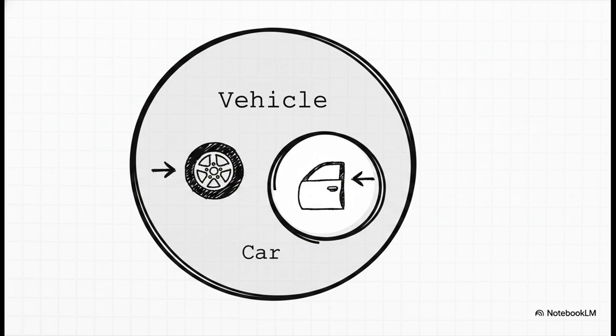So here's what that looks like in Go. We've got a base vehicle interface. Anything that is a vehicle has to have, say, a getWheels method. Simple enough, but then we can layer on top of that with a more specialized car interface, which might also require a getDoors method. This layered approach is so powerful because it lets us treat everything as a generic vehicle if we want, but we can still get to those car-specific details when we need them.